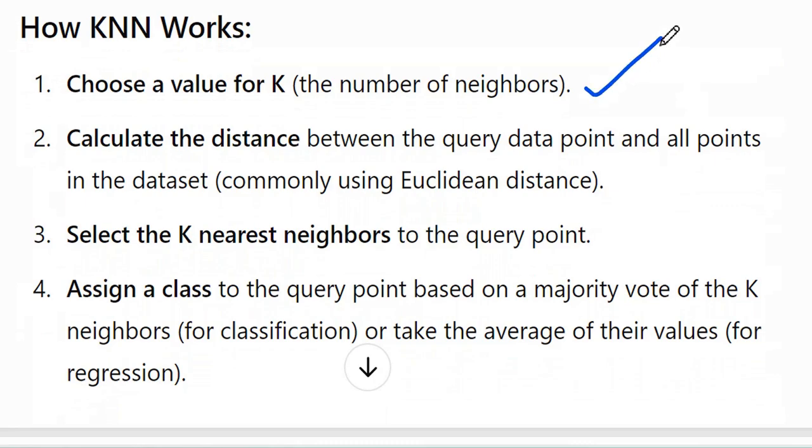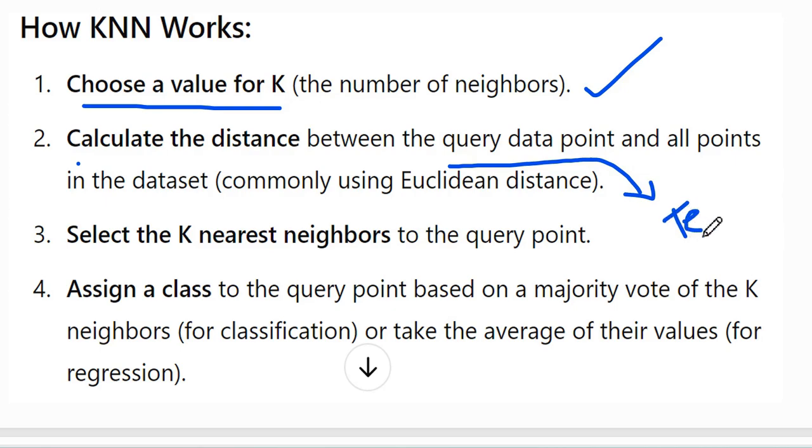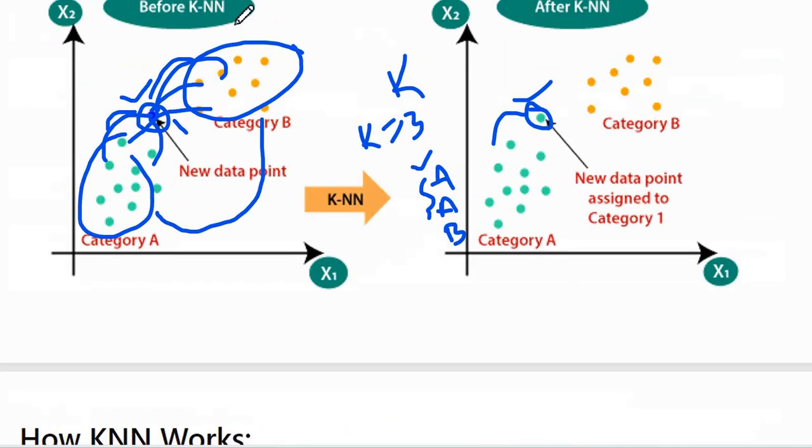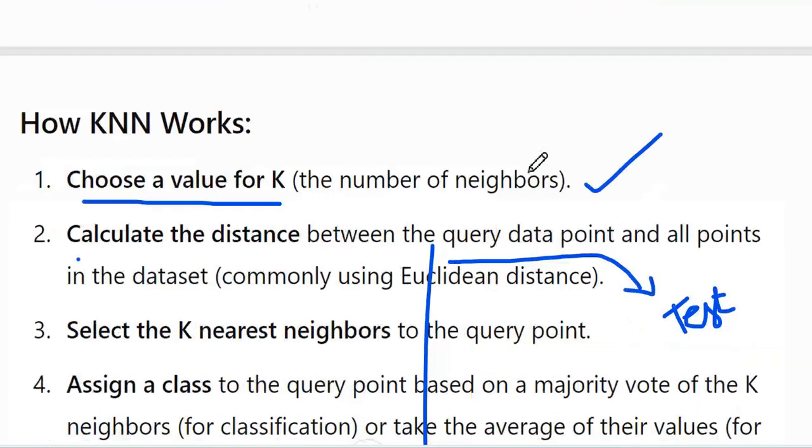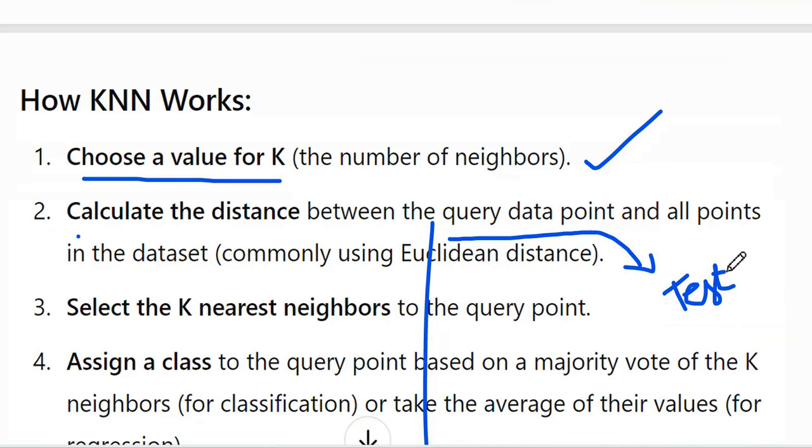The first step in the KNN algorithm is to choose a value for k. Then calculate the distance from the query point. Here the query point means the test point. That means the point for which we want to calculate the class is called the query point. For example, this is the query point, this is the test point. The query point is the point whose class we want to find.